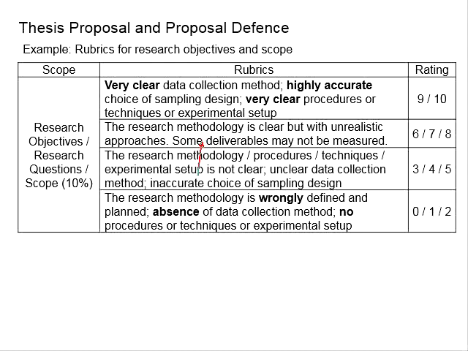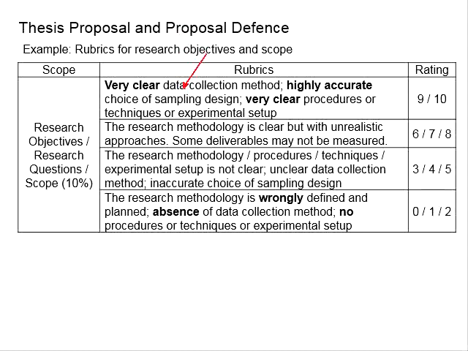Next, the research methodology is clear, but with unrealistic approaches, and some deliverables may not be measured. At this level, you have your research methodology stated, and it is clear, but it may not be realistic, or it is not as optimized, it may not be thorough, and not everything can be properly measured. That means there are still some flaws within your research methodology.